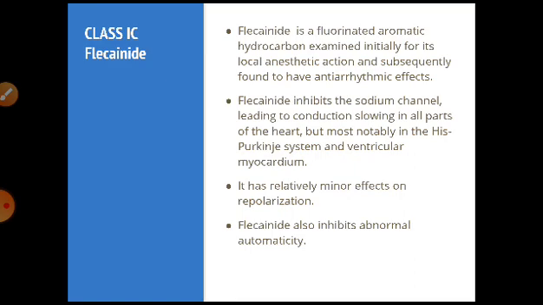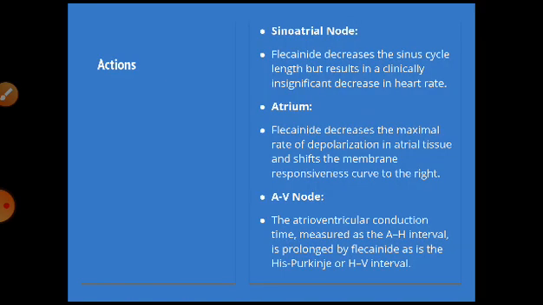Flecainide also inhibits abnormal automaticity. Actions on the SA node: flecainide decreases the sinus cycle length but results in a clinically insignificant decrease in heart rate. In the atrium, flecainide decreases the maximal rate of repolarization in atrial tissues and shifts the membrane responsiveness curve to the right. AV node: the atrioventricular conduction time, measured as the AH interval, is prolonged by flecainide, as is the His-Purkinje or HV interval.